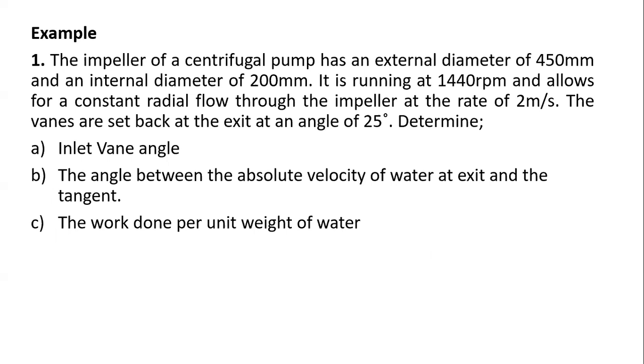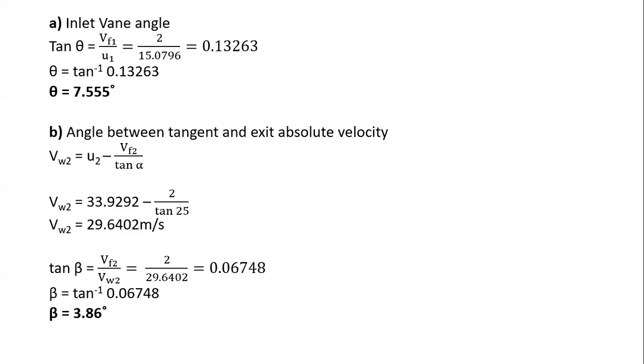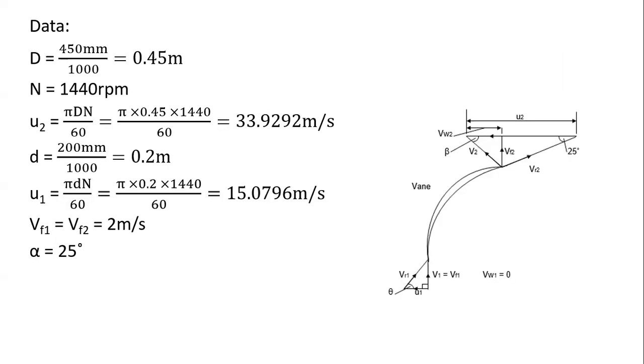The inlet vane angle. Which is our inlet vane? Inlet vane angle is theta. This one here. So that is the angle between relative velocity VR1 and the absolute velocity of the vane U1. So this is our theta in the corner.